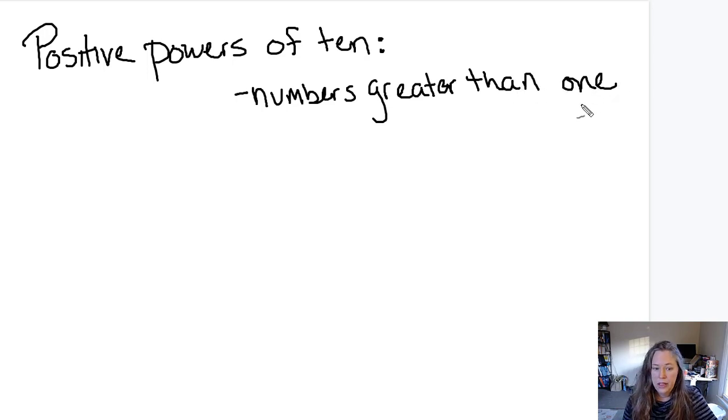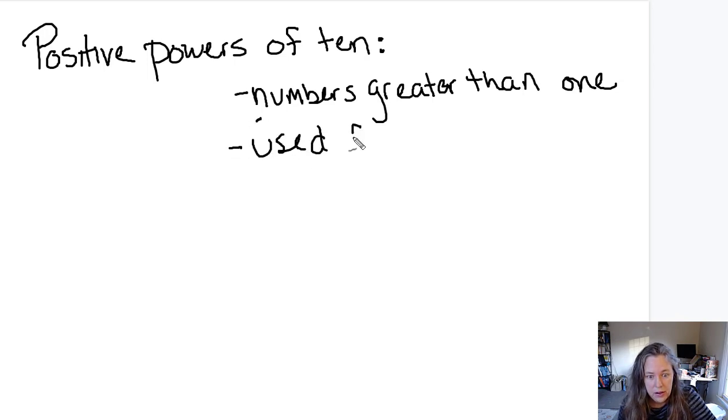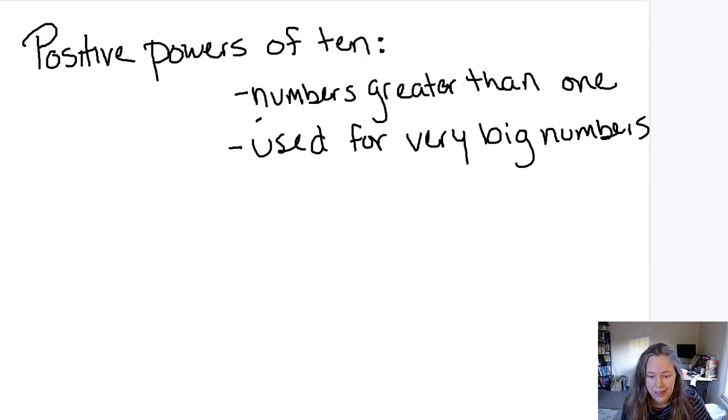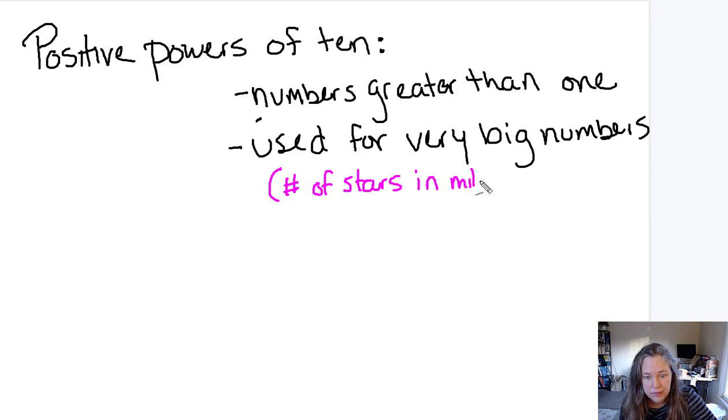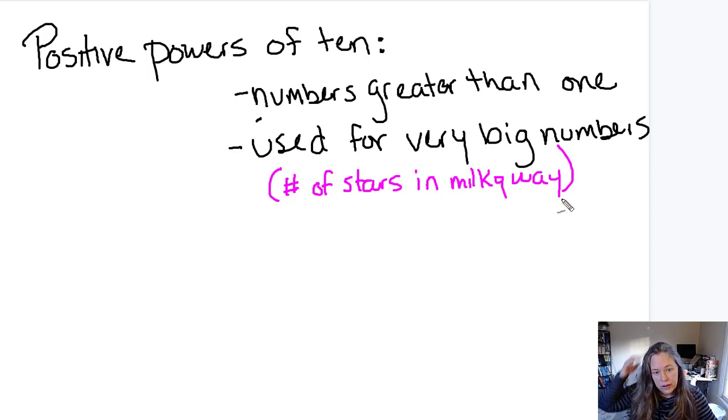Okay, eventually we're going to be using powers of 10 for very big numbers. Think like size of the universe, number of stars in the Milky Way, big things. So for example, number of stars in the Milky Way, we would use a power of 10 to talk about that. Size of the observable universe, 10 to the 26th. Definitely going to use a positive power of 10. Numbers greater than 1, used for very big numbers.